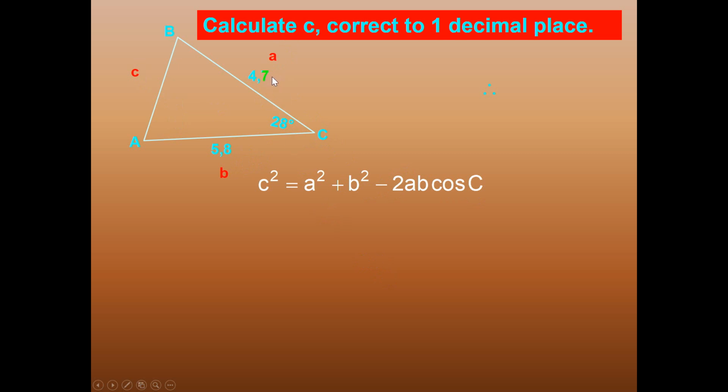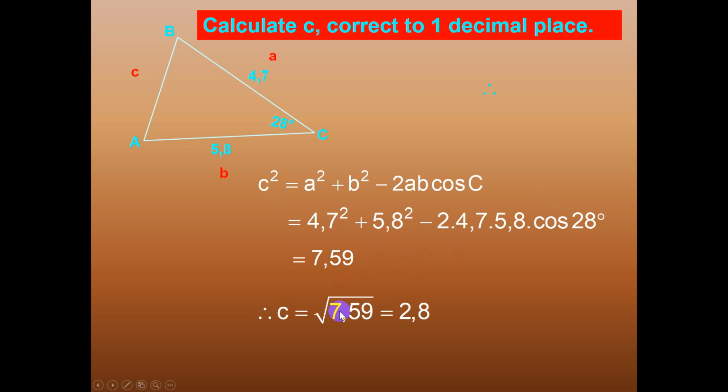We're going to substitute. We have A, B, and angle C. So we're going to substitute A with 4.7, B with 5.8, and angle C with 28. And that gives us C squared using a calculator, 7.59. Please note that's C squared. To find C, we find the square root, and that gives us 2.8.